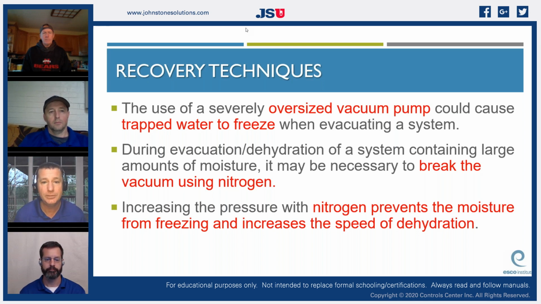So during evacuation and dehydration of a system containing large amounts of moisture, it may be necessary to break the vacuum using nitrogen. They say maybe, I say absolutely. Every system that you do, you break with nitrogen. You do a triple evacuation. You pull it down, break it with nitrogen. Pull it down, break it with nitrogen, then pull it down again. That nitrogen is going to help dissipate any moisture droplets that we have suspended in the air, and it's going to pull it out much easier.